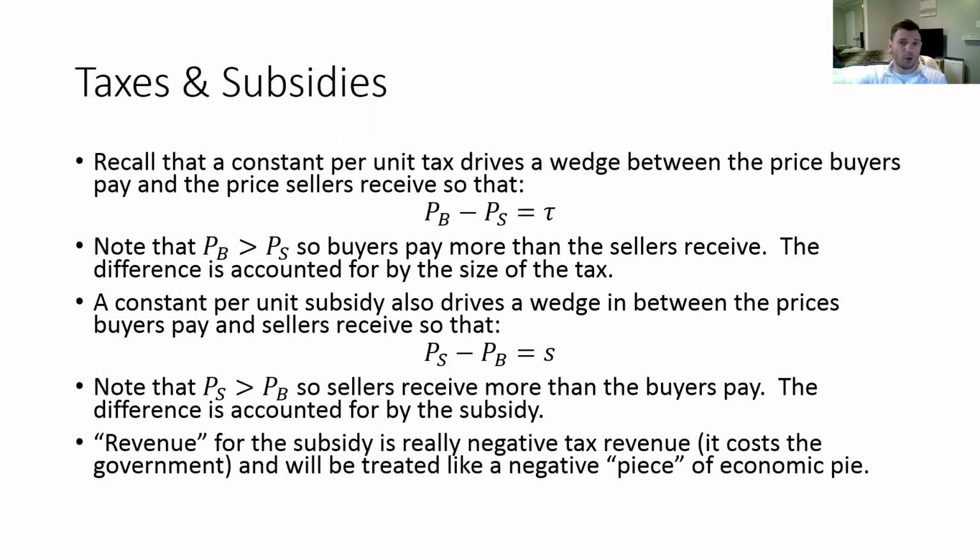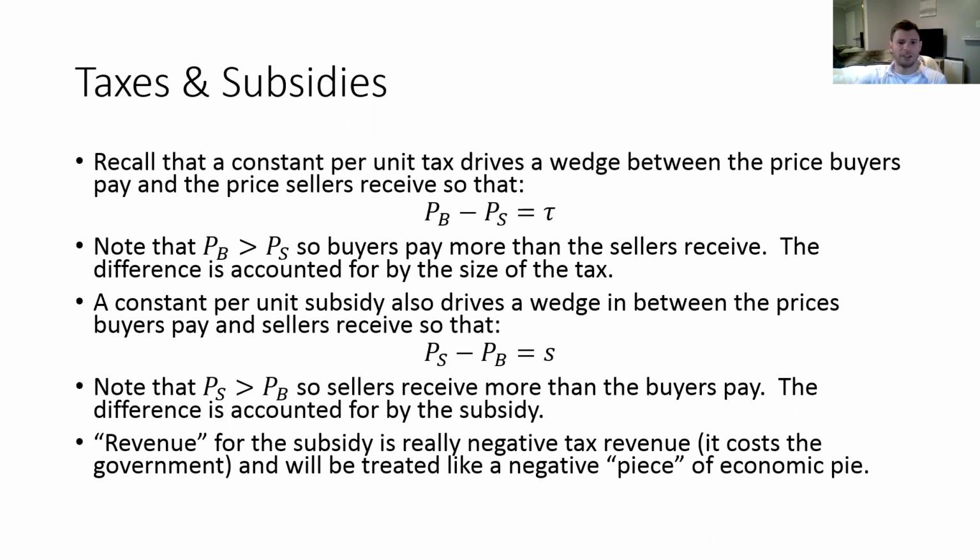Because of that, we're going to treat the revenue associated with the subsidy much like negative tax revenue. It's going to be a negative piece of economic pie, right? When the government raised tax revenue, that revenue is going towards providing things like public goods and services. However, when the government provides a subsidy, that is taking away funds that would be going towards those purposes. So again, we're going to treat the revenue like a negative piece of economic pie.